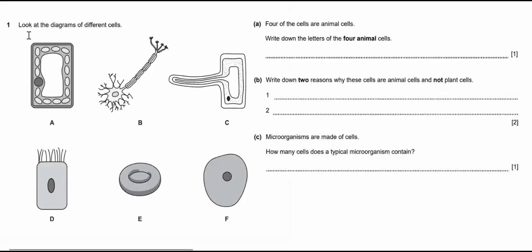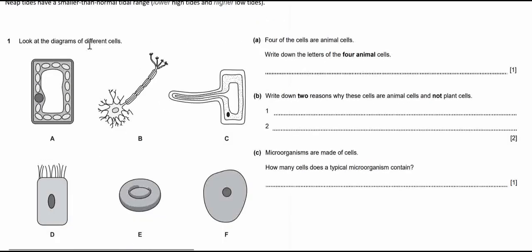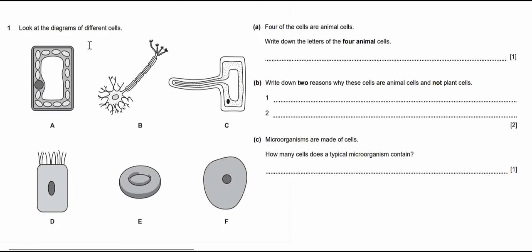Question 1 says look at the diagram of different cells. It's A, B, C, D, E, F. There are questions A, B, and C. By the way, if you follow this video till the very end, we'll display the full screen of only the question paper at the very end, and you may take a screenshot and save it on your laptop or print it out while doing this quiz.